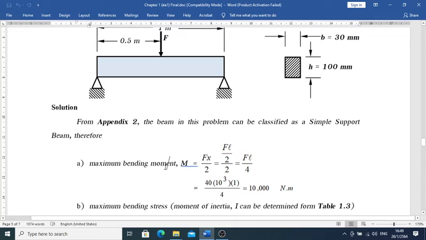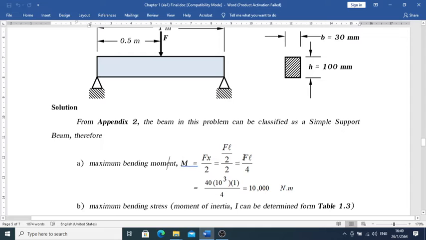We find the bending moment equation M equal to F times x over 2, and we plug it in for the maximum. Based on Appendix 2, M is maximum at x equal to L over 2, at the middle of the span. So I substitute x equal to L over 2 there.